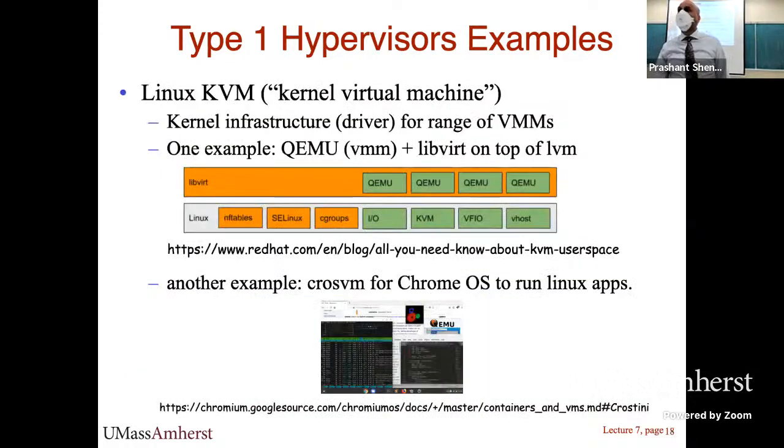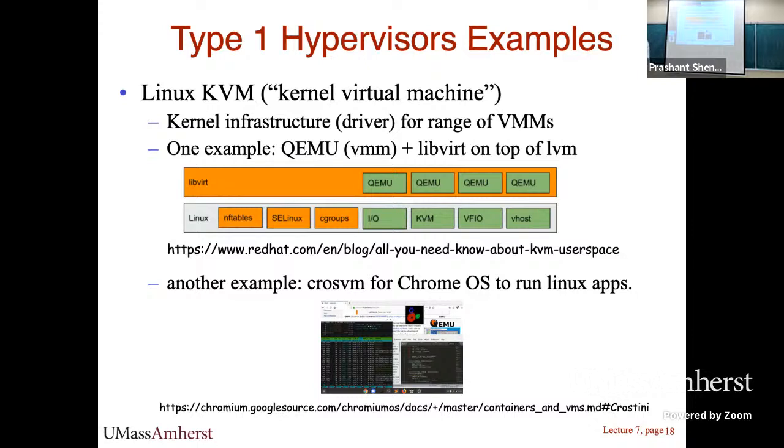And here is the picture for how Linux implements a type 1 hypervisor. In Linux, there is something called KVM, which stands for kernel virtual machine. It's implemented as a device driver to support type 1 hypervisors. KVM by itself only implements part of the support needed to run a type 1 hypervisor. It doesn't do all of it.